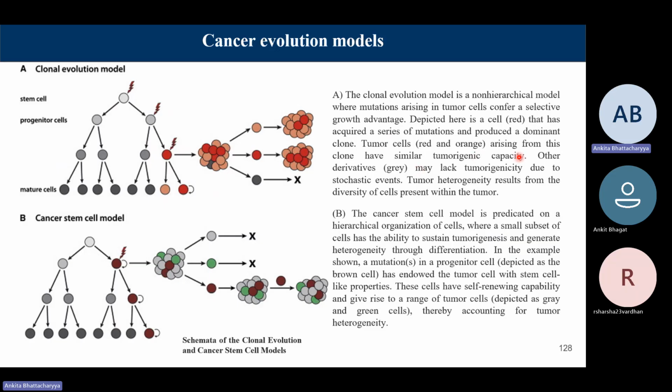So what is being said here? Let's go back to the legend. This particular cell shown here in red has acquired a series of mutations and has produced a dominant clone. Tumor cells shown in red and orange arising from this clone have similar tumorigenic capacity. Other derivatives shown here in gray may lack tumorigenicity due to stochastic events. Tumor heterogeneity results from the diversity of cells present within the tumor.